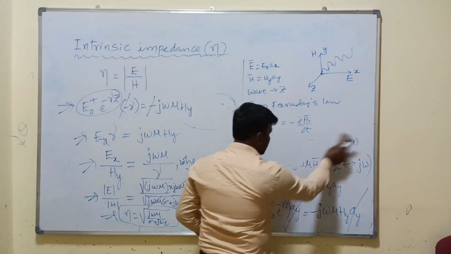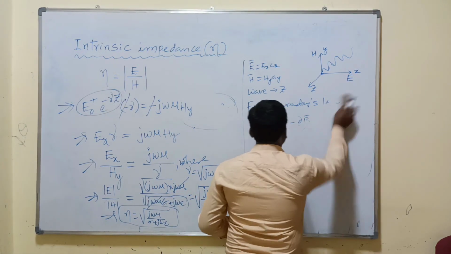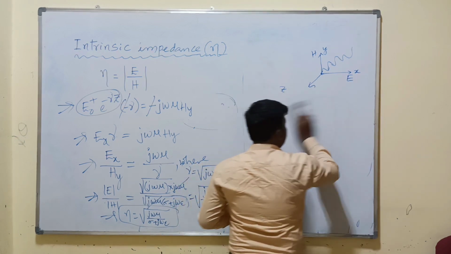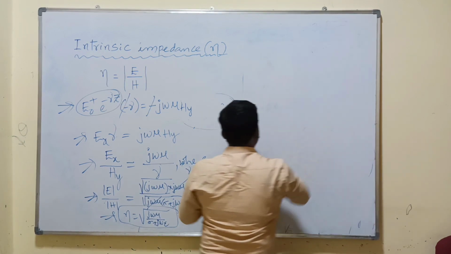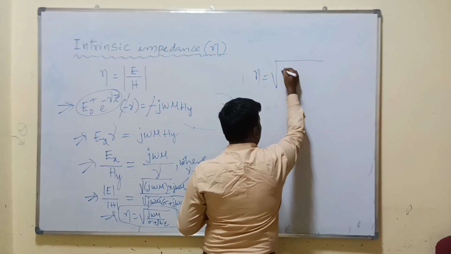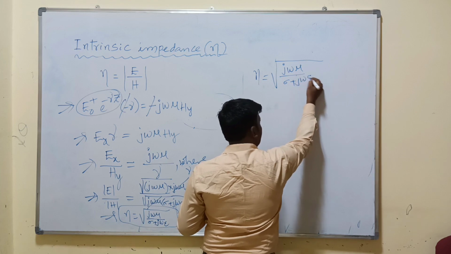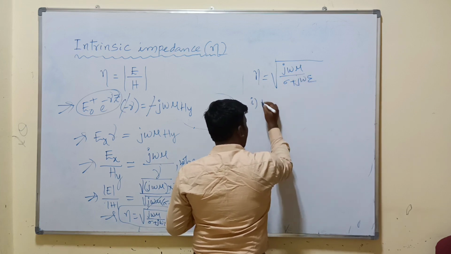Now we can take the special cases of that intrinsic impedance. What is the intrinsic impedance expression? Just now we derived that as eta equal to the square root of j omega mu by sigma plus j omega epsilon. Case 1, for lossless medium.